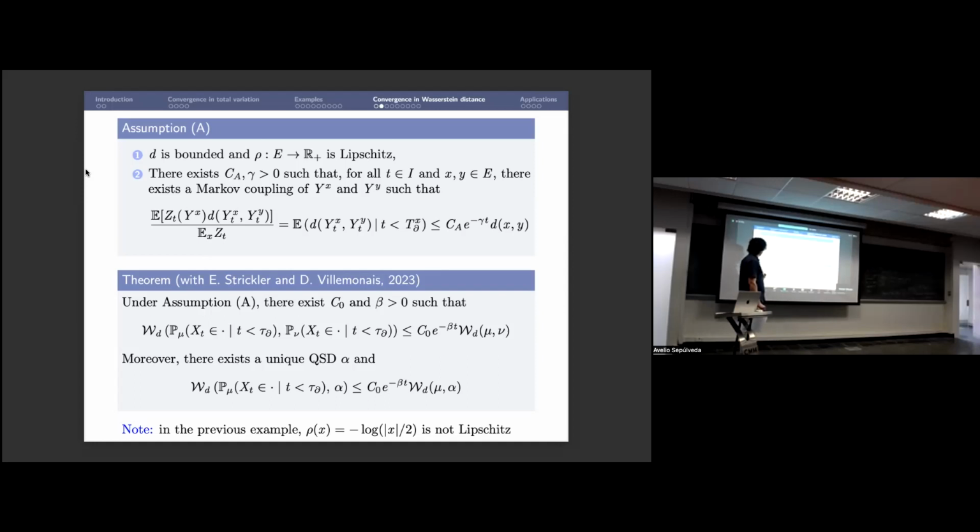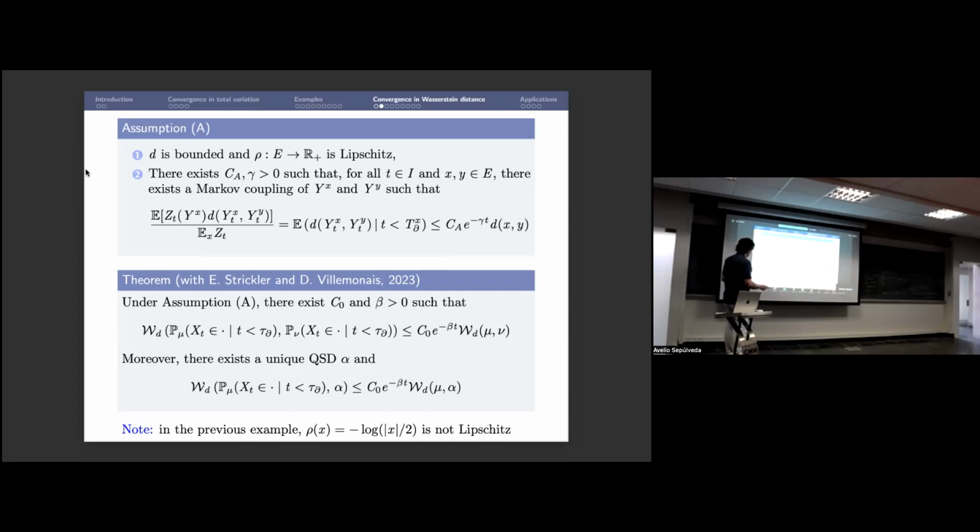So this implies that there's a unique quasi-stationary distribution, because you can take as mu and nu the distributions after some time t and some time s of a given process, and it's going to converge. And because my space is Polish for the distance d, there's some measure in the limit that necessarily is a quasi-stationary distribution.